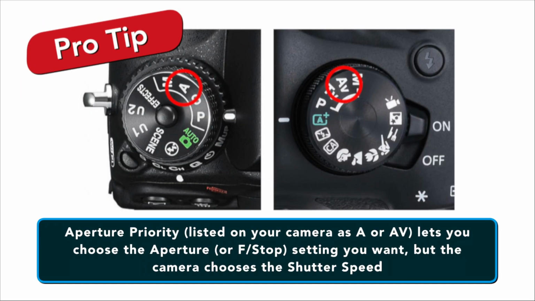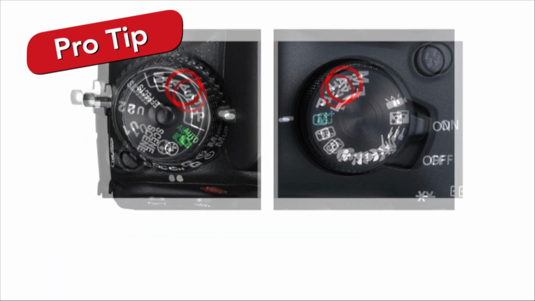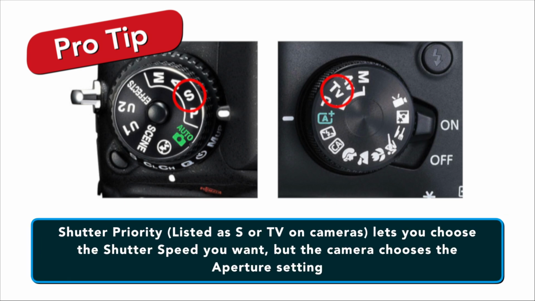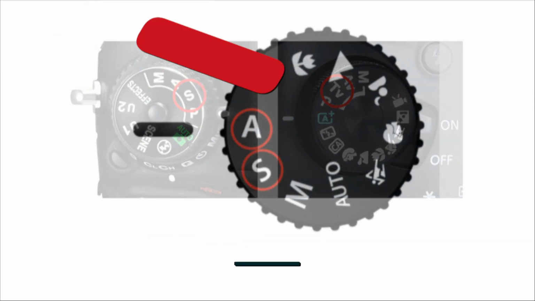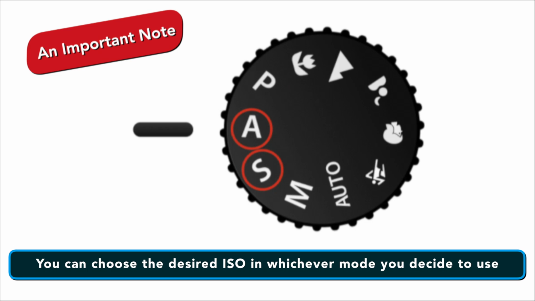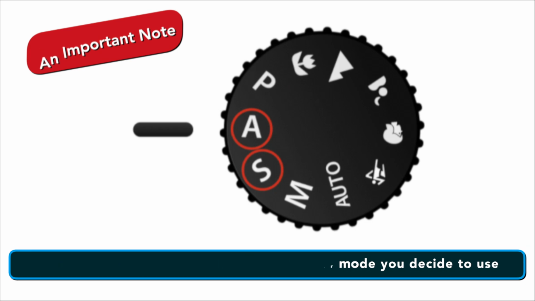Briefly, let's take a look at the difference between these two shooting modes. Aperture Priority, listed on your camera as either A or AV, depending upon which camera you have, lets you choose the aperture or the f-stop setting you want, but the camera chooses the shutter speed for you. Shutter Priority, listed as either S or TV on different manufacturers, lets you choose the shutter speed you want, but the camera chooses the aperture setting. An important note, you can choose the desired ISO with either of those two settings that you choose.